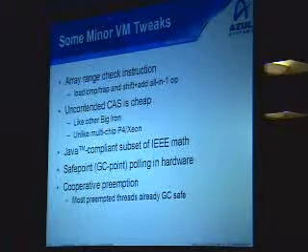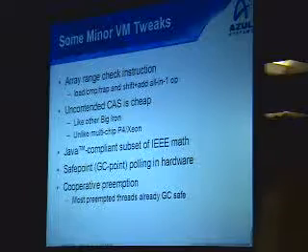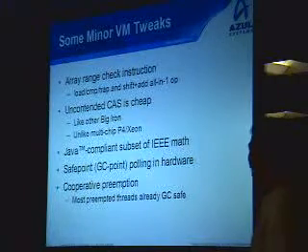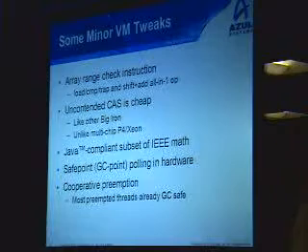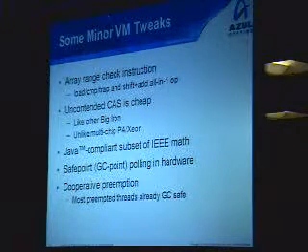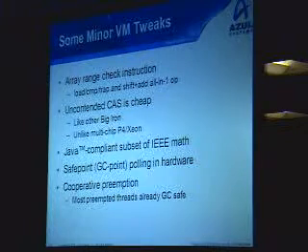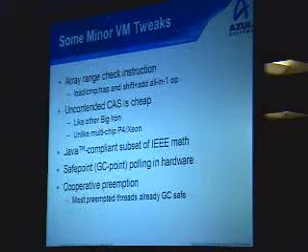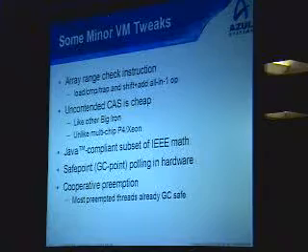Minor things, and I've got to quit real quick because I'm going to get kicked off. We have range check optimization. Uncontended CAS instructions are really cheap. A Java-compliant subset of IEEE floating point. Safepoint polling in hardware, so you get some VM and OS cooperative preemption going on there.